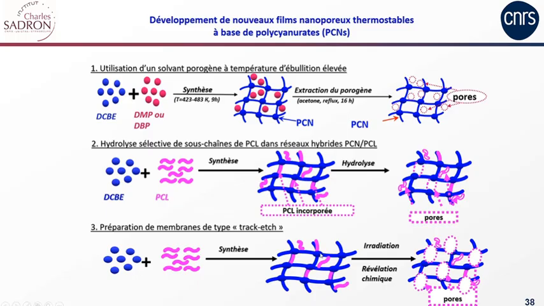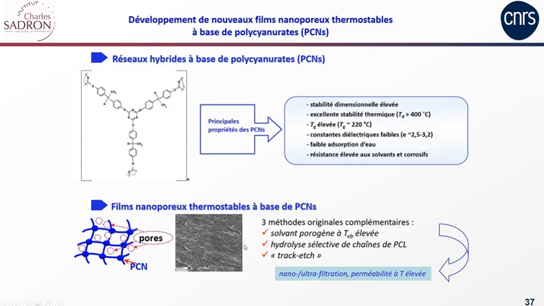appropriate for thin membranes, because you irradiate with high energy particles, you create latent tracks, and these tracks can generate pores by a chemical etching reaction. And by this way, we generate this kind of nanopores that are well distributed in the film.